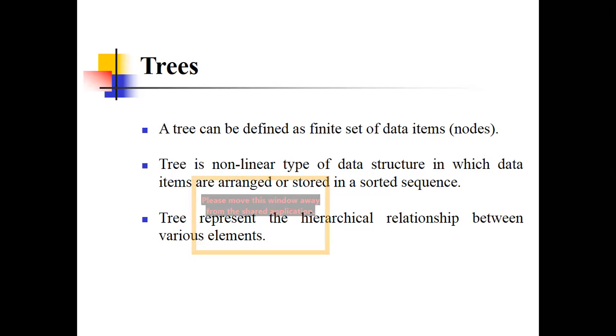Tree is a non-linear type of data structure in which data items are arranged or stored in a sorted sequence. Tree represents the hierarchical relationship between various elements that are present in the tree as nodes. So that's the relationship between the elements, a hierarchical representation of the data: how one data is related to another one, and what is the relationship between these two data.